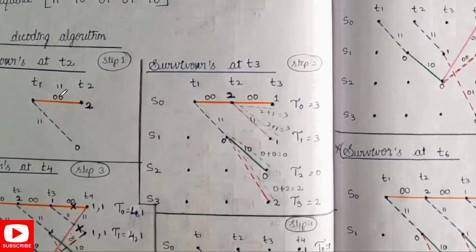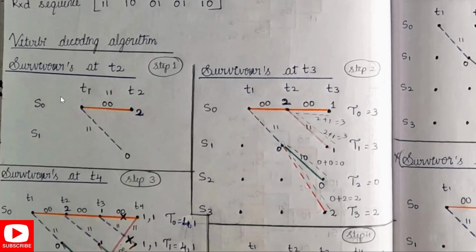So in the decoding algorithm, first, as I said, this was the first step that we had taken for the S0. One is as 00 and the other one is as 11. Here, what is the actual RxD sequence? This is the RxD sequence that is given in the question itself.